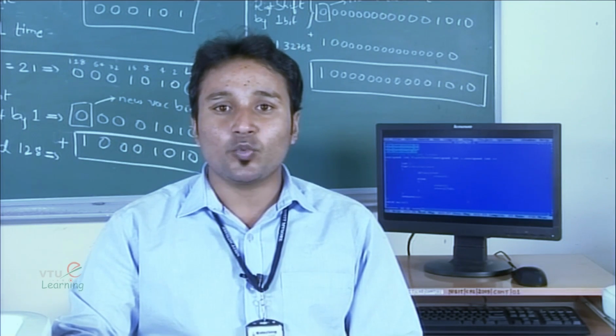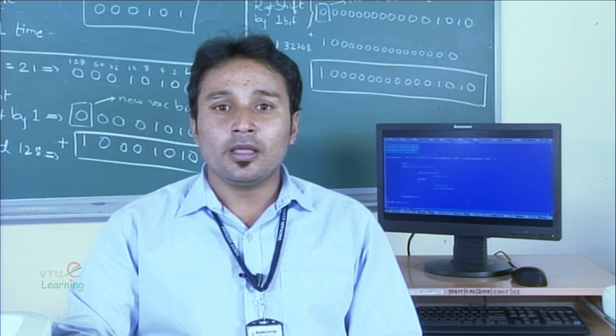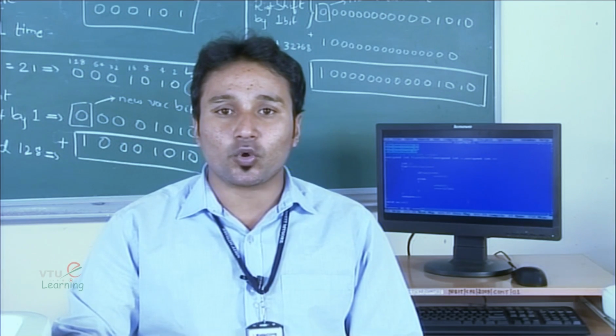Now, the inputs for this program are x, whose value is 16 bits in length, and the value of n. The output for this program is the right rotated value of x by n bits, and we also need to display the rotated value on the output screen. Before moving into the actual program, let us discuss the logic behind it.